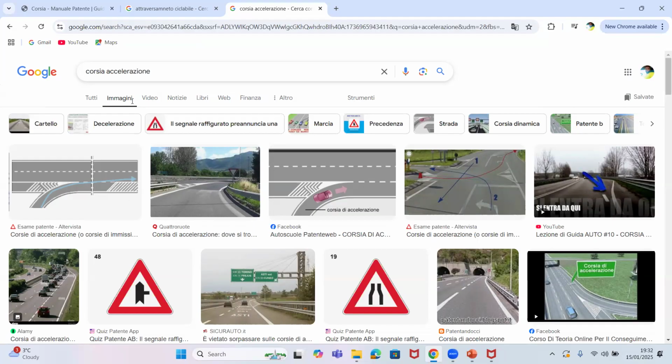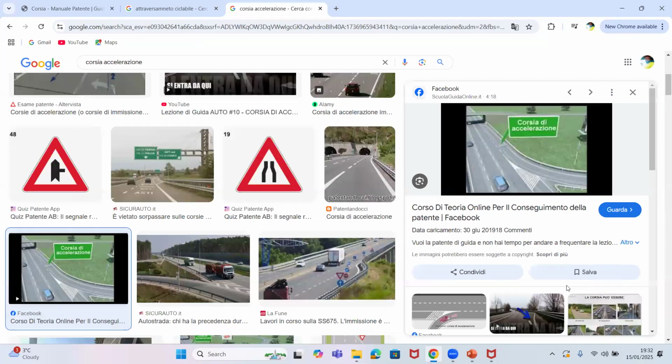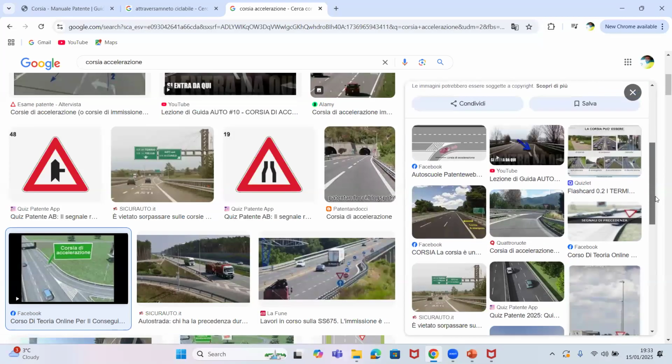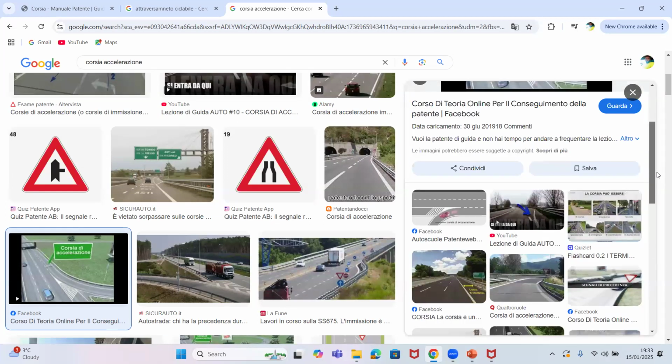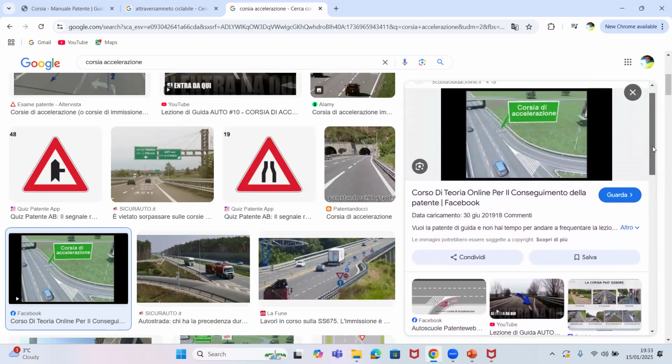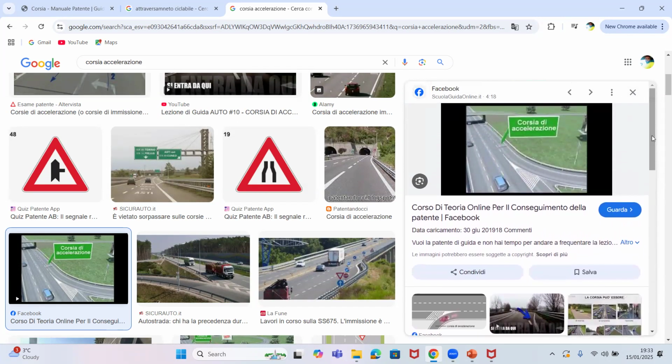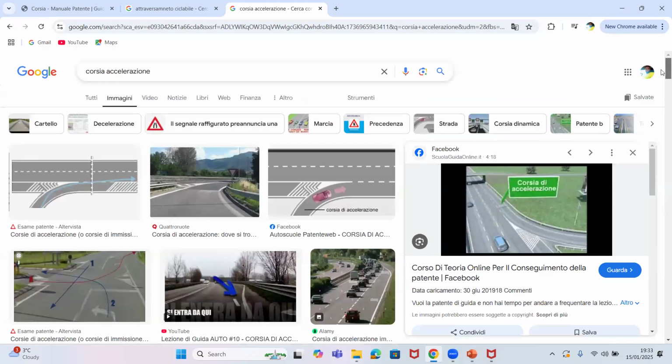Now look at this road very well. Let me find a better one. This one is not bad. The problem is that these pictures normally take some time. For those who have never seen them before, it will be hard to visualize and understand them. But I'll try. Now look. Let me see. I'm coming now. Corsia di accelerazione.